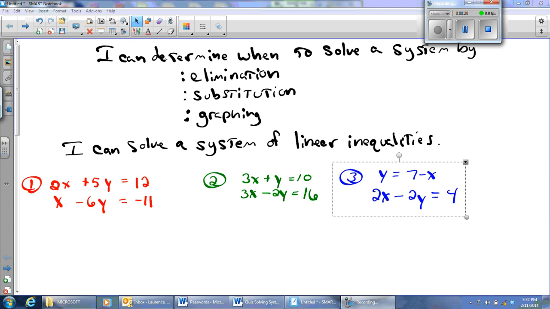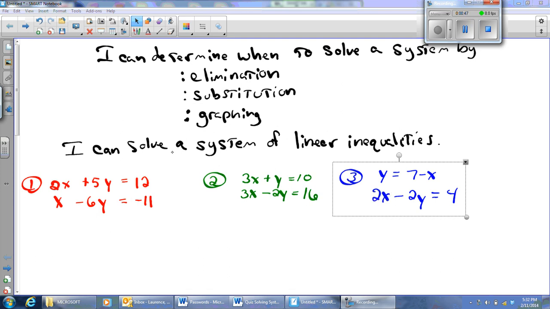Anyway, here we go. Today, I can determine when to solve a system by elimination, substitution, and graphing. I can solve a system of linear inequalities, okay? That's what the topic of the video is going to be today. I'm looking at the red system, the green system, and the blue system.